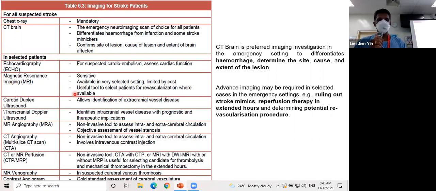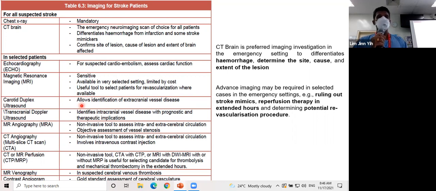So usually this is only useful for patients where we plan for revascularization, where it is available, then we can consider using this MRI. And we can also use carotid duplex ultrasound. This one is basically for those patients that we suspect of having some intracarotid stenosis and all that, something to do with extracranial vessel disease. This duplex ultrasound may help us to identify those things.